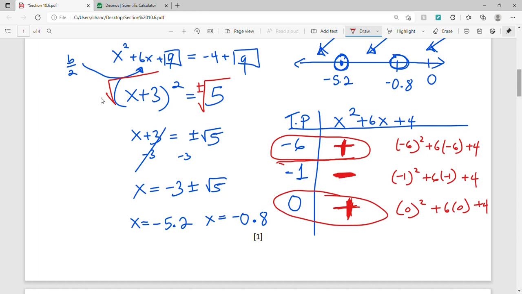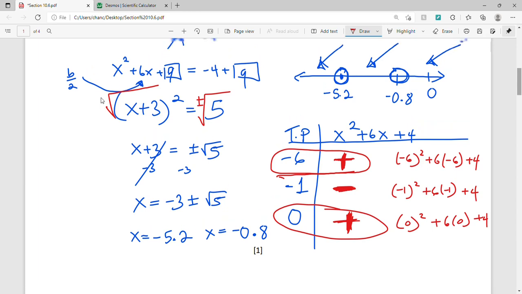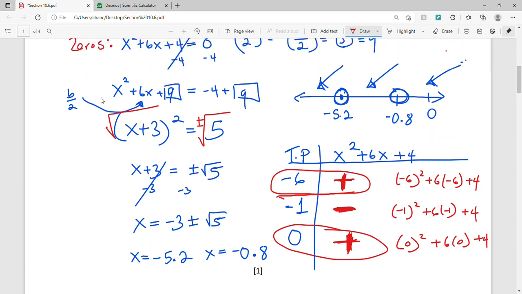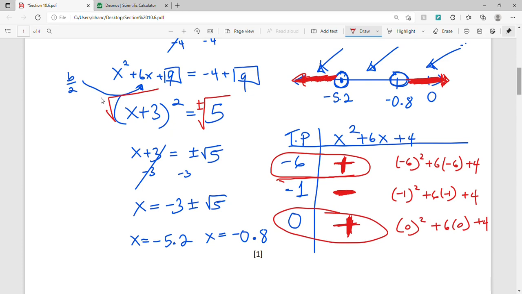It all depends on the inequality. Since we want bigger than 0, it must be positive. And negative 6 was right here. Negative 6 was between this region, we'll shade that in, and 0 was on the right side of negative 0.8, so we'll shade that in. So what's our solution?